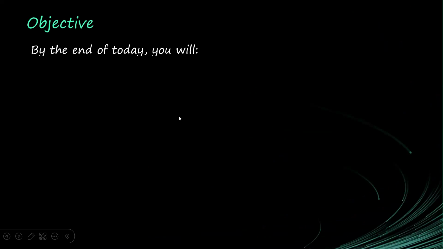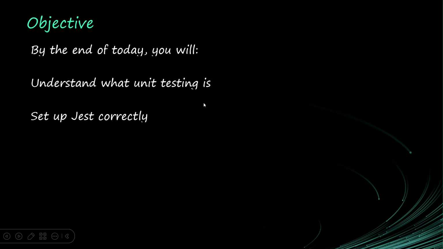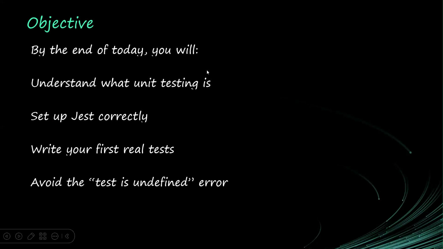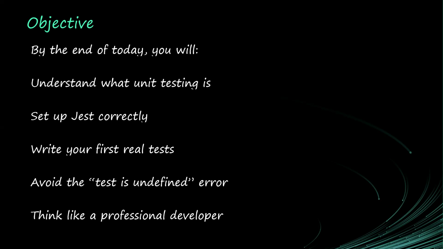Okay. So by the end of today, you would understand what unit testing is. We are going to set up Jest correctly because of course, we are using JavaScript. Jest is a framework, a library for testing. So we'll write our first real test and then we'll avoid the test is undefined error. You'll be thinking like a professional developer at the end of this. You get to understand why we should use unit testing, why we should use test-driven development, why we should test our programs even before we write them.